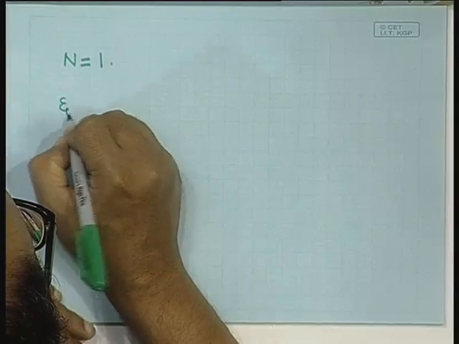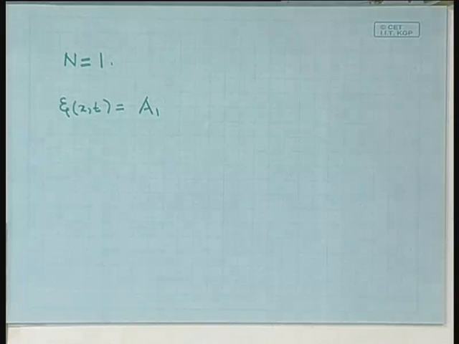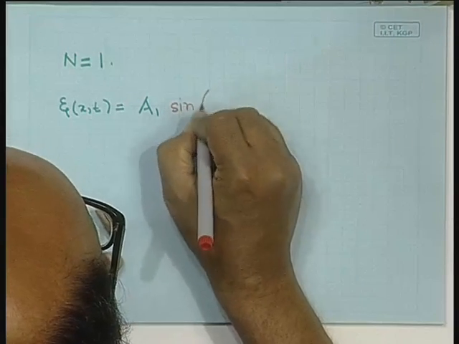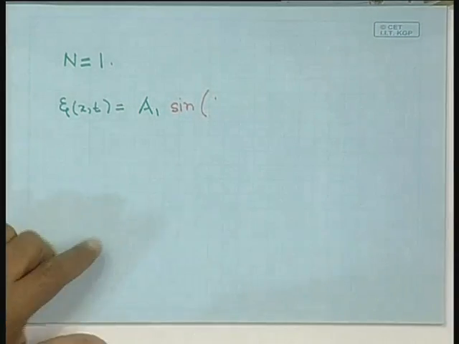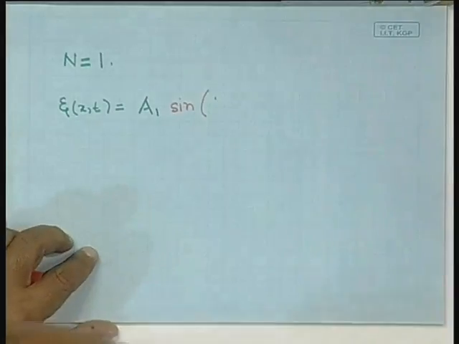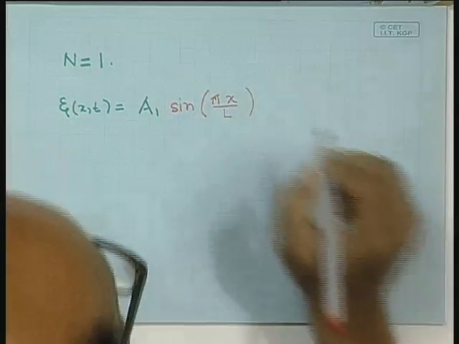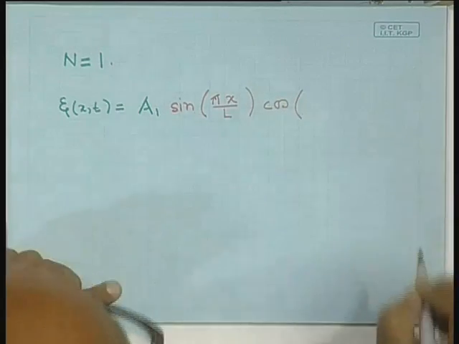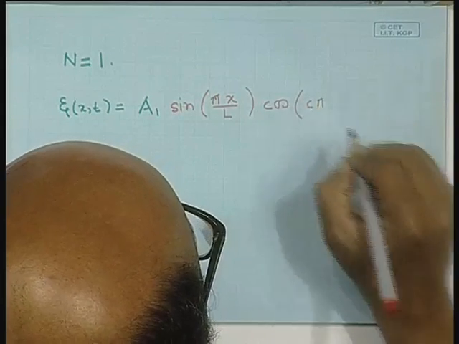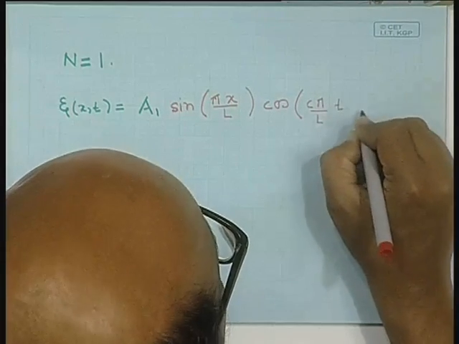So, what we have is x of t is equal to a 1, the amplitude, into sine of k 1 x, where k 1 is pi by L. So, this becomes pi x by L, into cos of omega t. Omega is going to be C into k 1, so C pi by L, into t plus phi 1. Let me set phi 1 equal to 0.